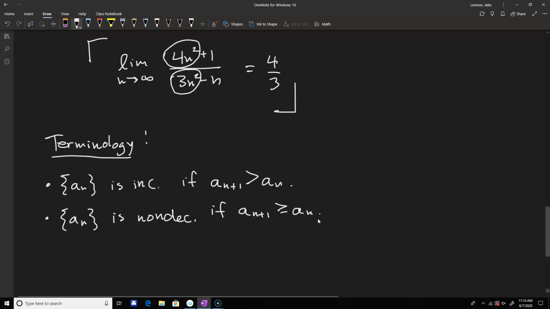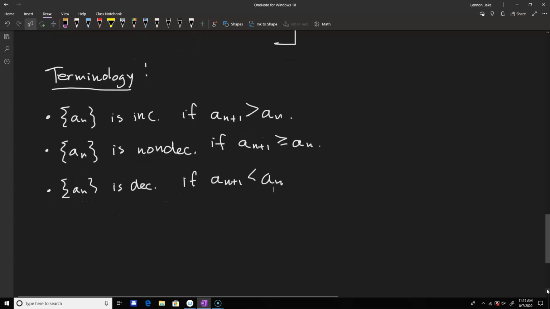So the terms could be getting larger or they could be staying the same, but they just couldn't be getting smaller. So again, decreasing, A sub n is decreasing if A sub n plus 1 is less than A sub n, and it's going to be non-increasing if we have that non-strict inequality, so less than or equal to A sub n here. Okay.